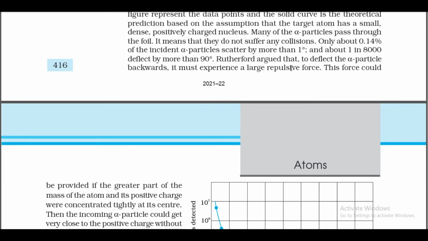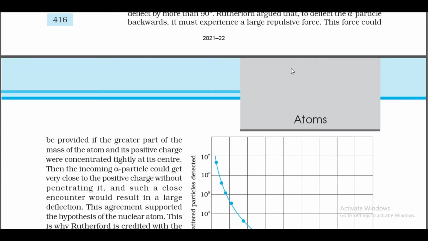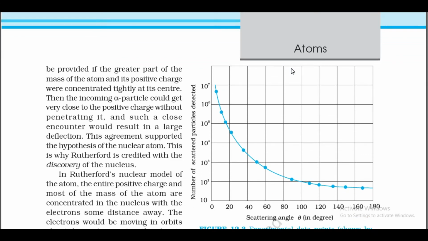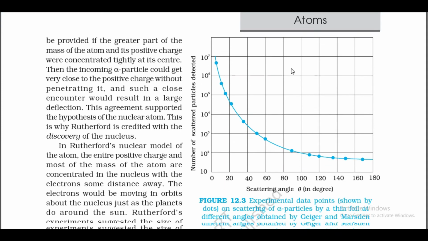This force could be provided if the greater part of the mass of the atom and its positive charge were concentrated tightly at its center. Then the incoming alpha particle could get very close to the positive charge without penetrating it, and such a close encounter would result in a large deflection. This agreement supported the hypothesis of the nuclear atom. This is why Rutherford is credited with the discovery of the nucleus.